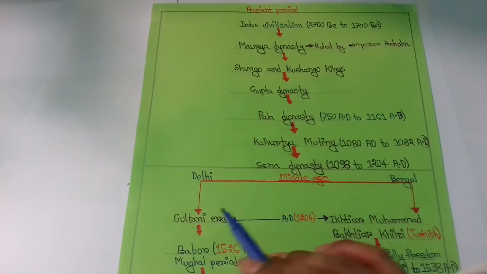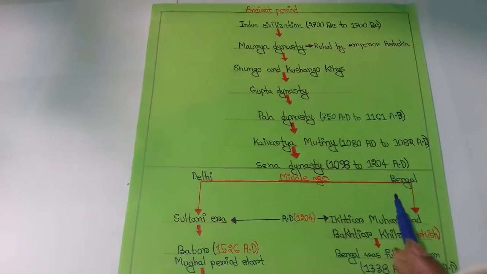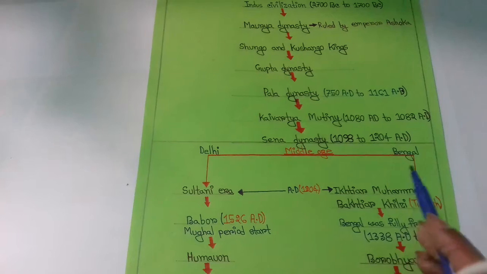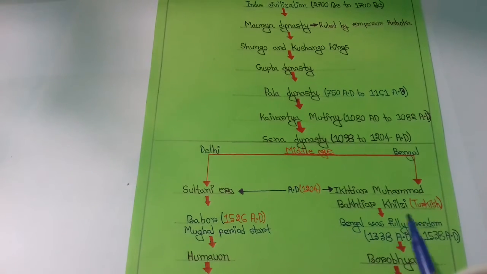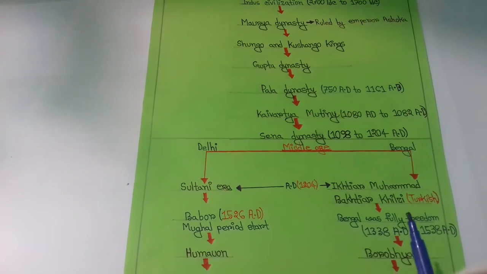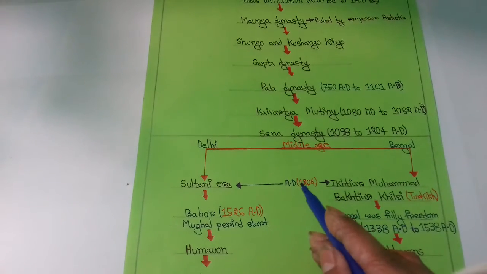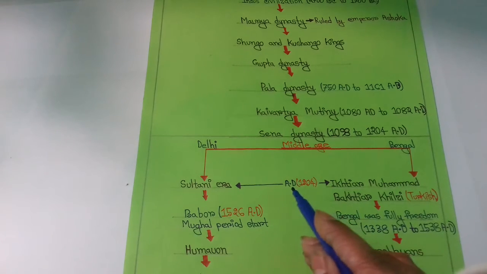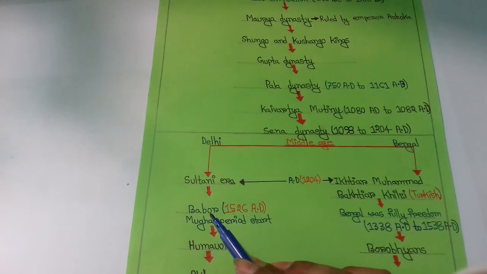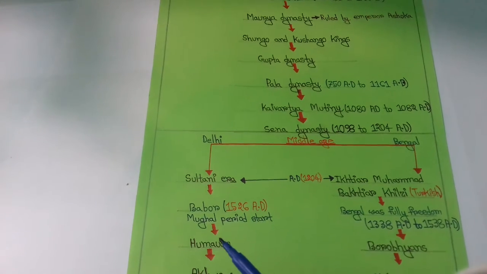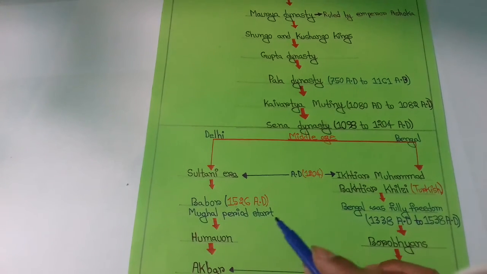In the Middle Age there is Delhi and there is Bengal. In Delhi there is the Sultanate era, and in Bengal Ikhtiar Muhammad Bakhtiyar Khilji. He was a Turkish man. He came to Bengal in 1204 AD. Then Babur comes in 1526 AD. In this way the Mughal period started.